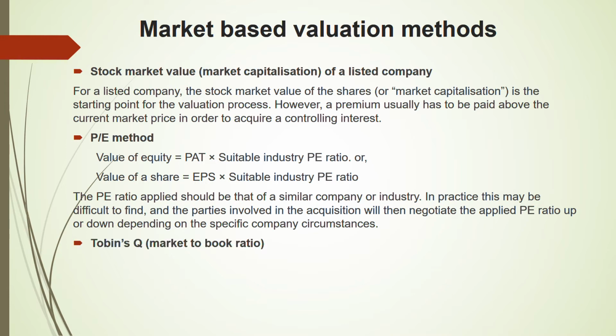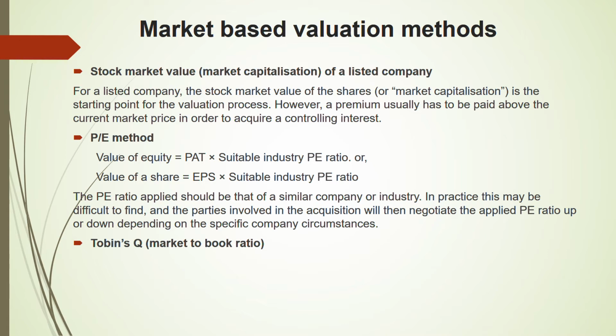Next. The third method under market base is Tobin's Q, the market to book ratio. This also comes, but not like the PE method. Out of all the three, PE method is the most common method. But that does not mean, guys, that you are not going to focus on stock market value or Tobin's Q. Make sure that you know all the methods so that whatever comes in the exam, you are prepared for everything.